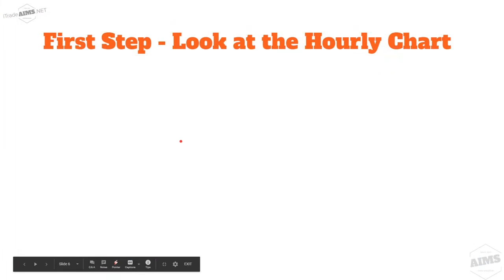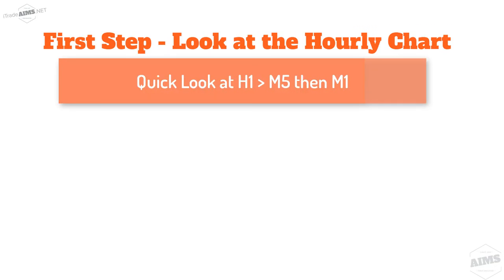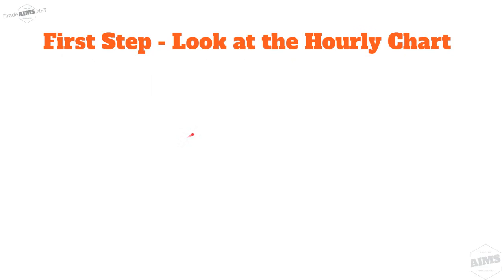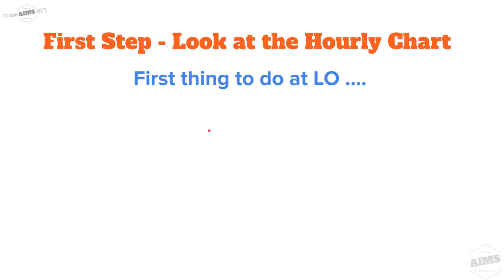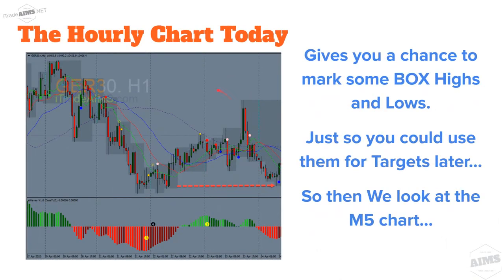So the first step, look at the hourly chart. I'm going to go through the quick routine of how to trade it first thing in the morning. So let's suppose you started 5 minutes before the London Open, which is 8 a.m. What you'll do, you look at the hourly chart, right? You have a quick look. So this morning, the hourly chart looked something like this. What we see is about 5 days of data. We're not really interested in what's going on as much, because even inside a single candle, we can trade.